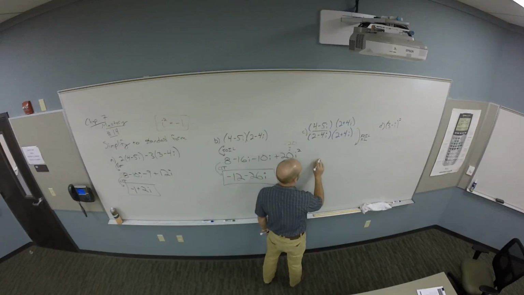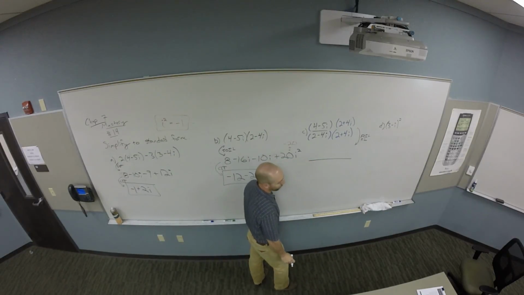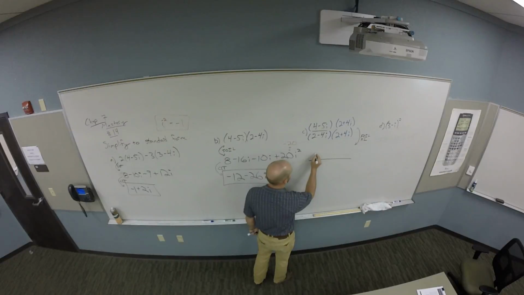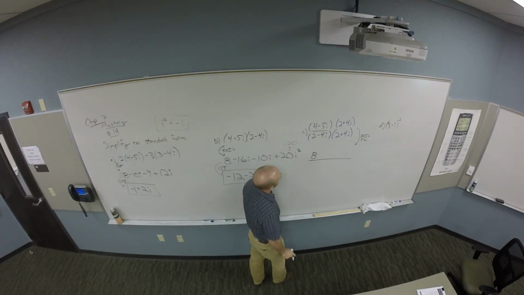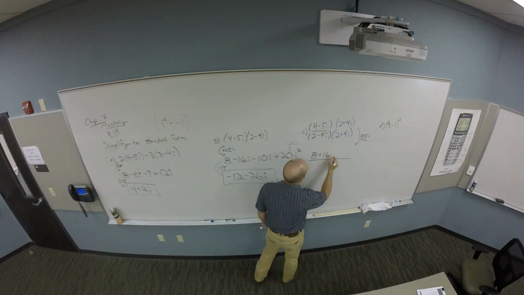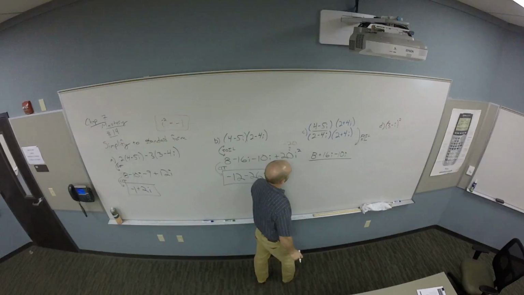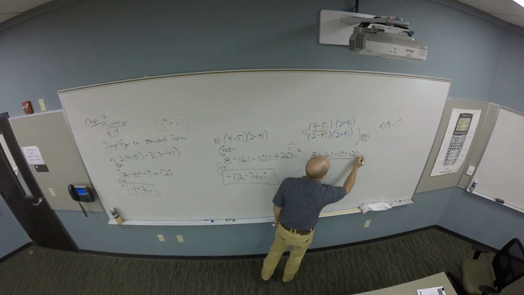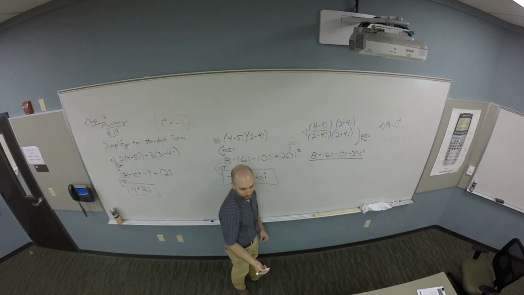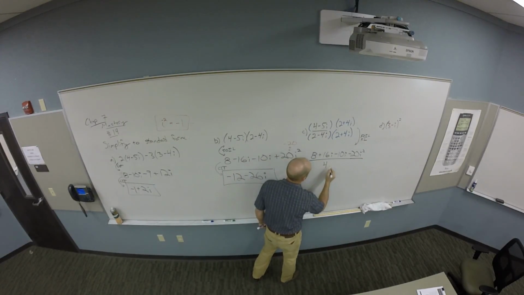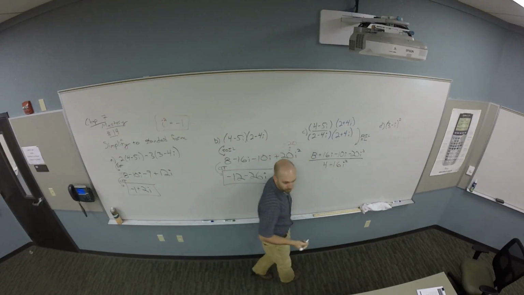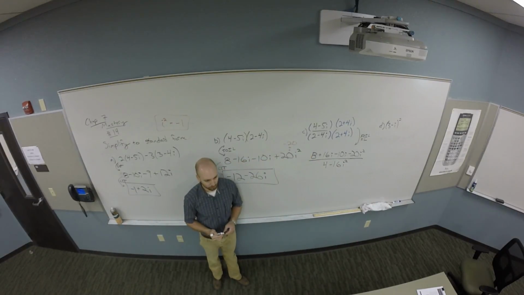So on the top, what do you get? 8 plus 16i minus 10i minus 20i squared. Cool. And on the bottom, 4 plus 16. Maybe let me write out one step here. 4 minus 16i squared, right, which really is plus 16.